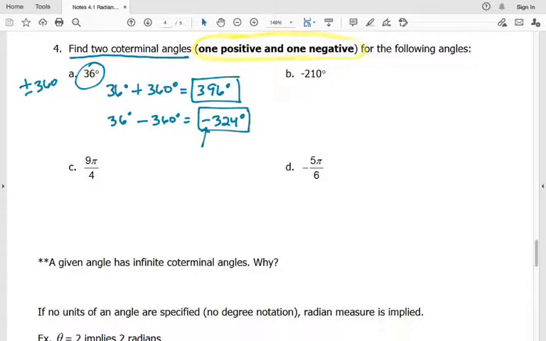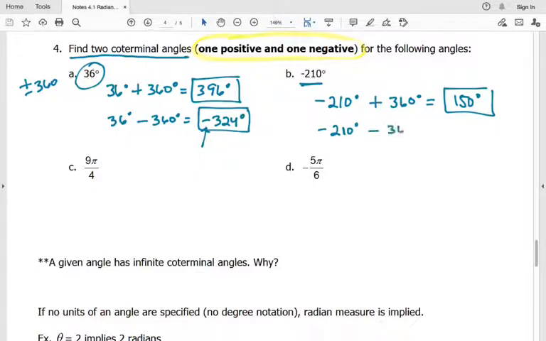Okay, on letter B, we're going to take this negative 210 degrees, and I'm going to get another coterminal angle by adding 360 degrees to that, which gives me 150 degrees. So that would be one positive coterminal angle. Let's get a negative one by subtracting 360 degrees. When I do that, I get negative 570 degrees. So negative 210, 150, and negative 570 all have the same terminal side.